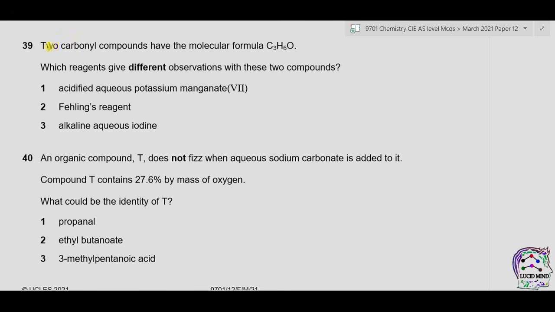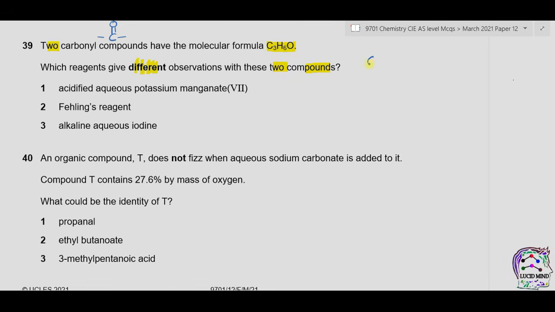Question 39. Two carbonyl compounds have the molecular formula C3H6O. Which reagents give different observations with these two compounds? Now carbonyl compounds means that we have carbonyl carbon present, which is C double bond O. It can be aldehyde or ketone.